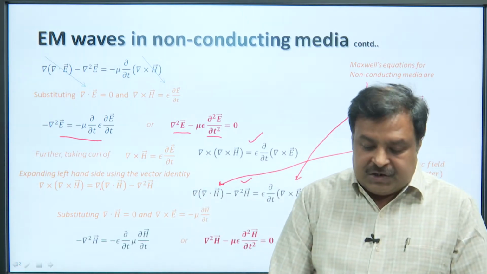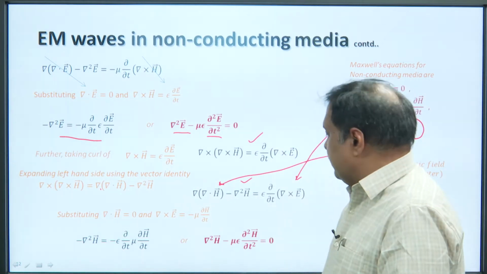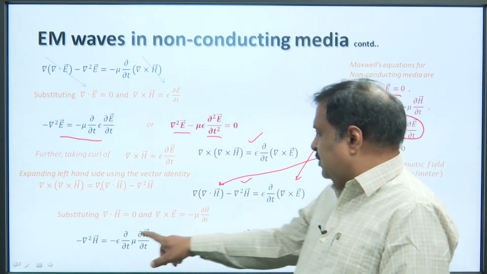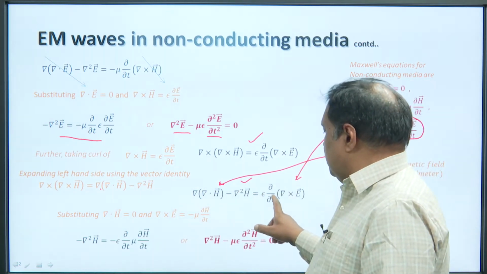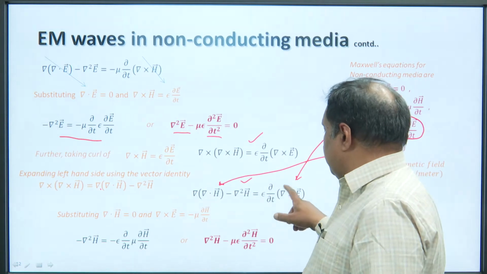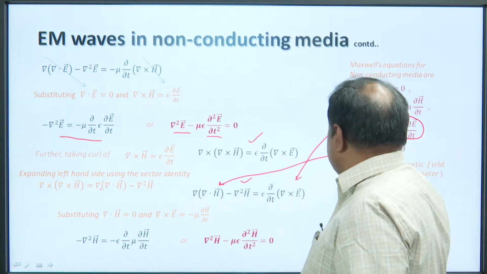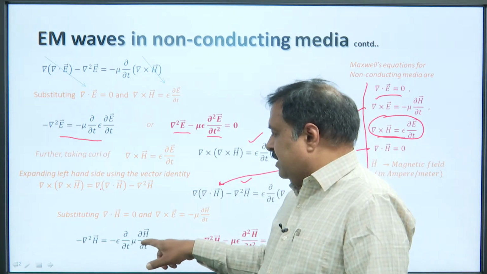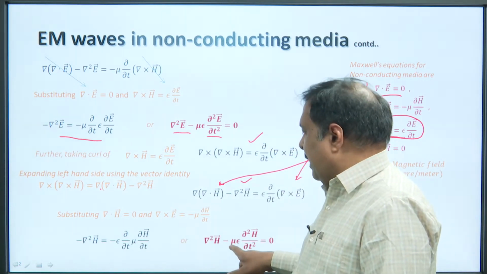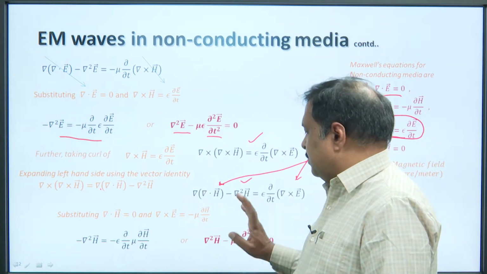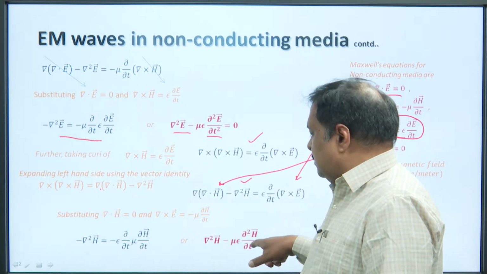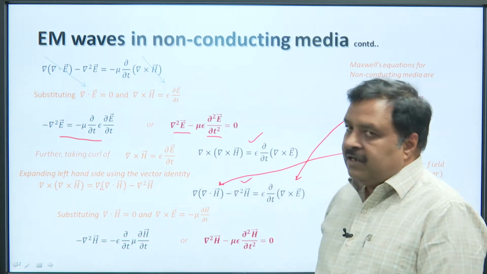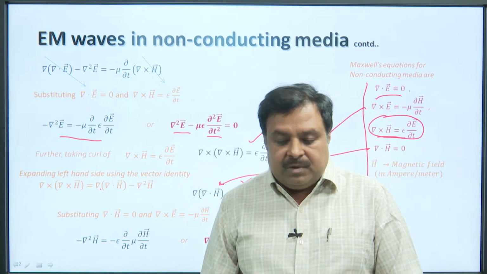minus del square H on the left hand side, as this term goes to 0, equal to epsilon delta by delta T of del cross E, where the value of del cross E is substituted from here. So, minus epsilon delta by delta T of mu delta H by delta T, and this equation reduces to del square H minus mu epsilon delta 2 H by delta T square equal to 0.